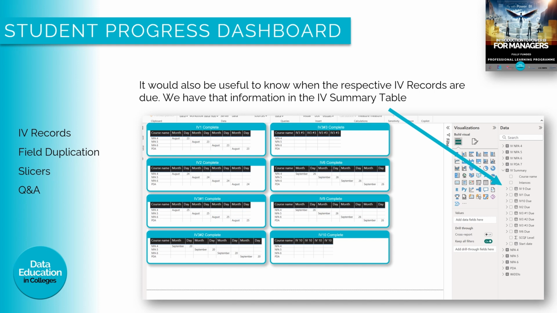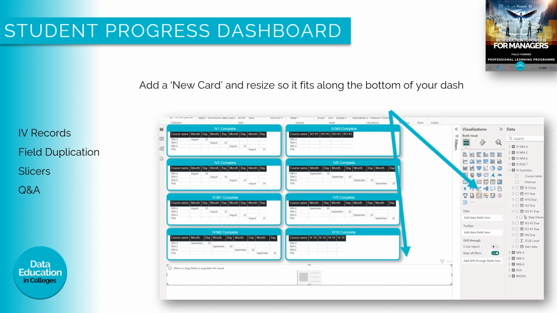Add a new card. That's the one at the bottom with the lightning bolt on it. And stretch it out right along the bottom there. And then I'm going to add various fields. We can add multiple fields to these new cards. They're quite useful, that.